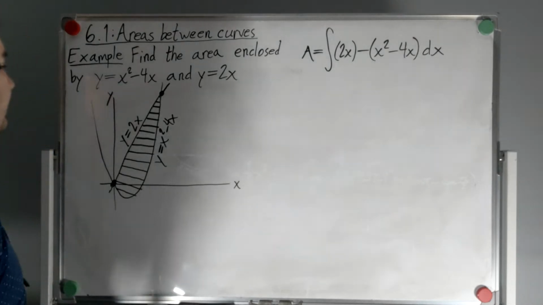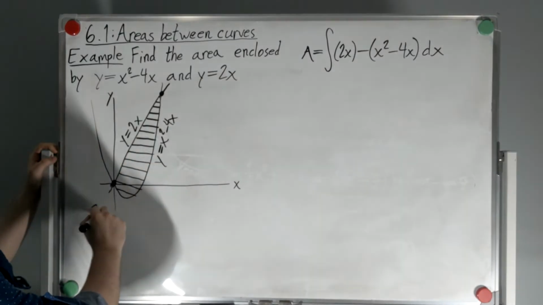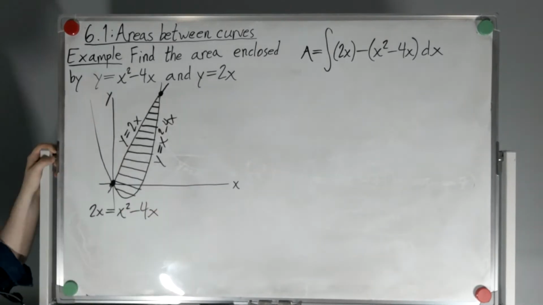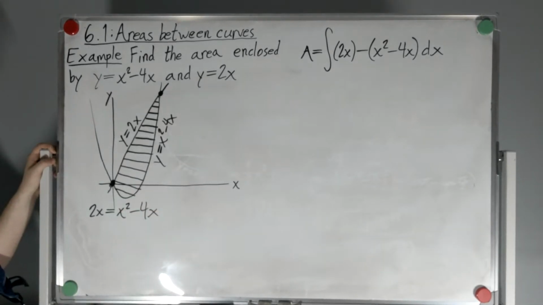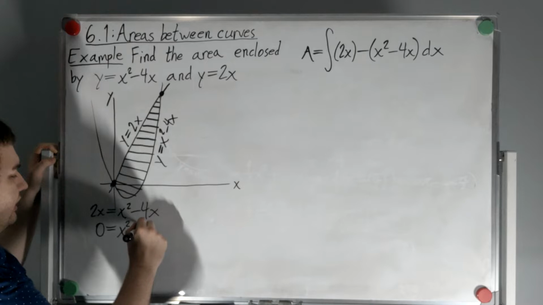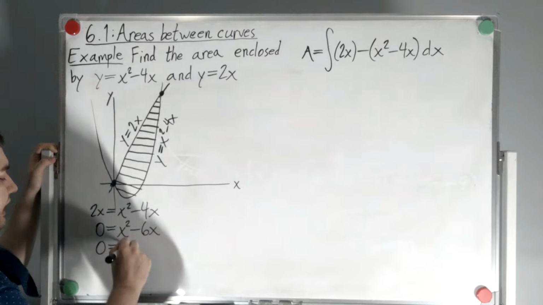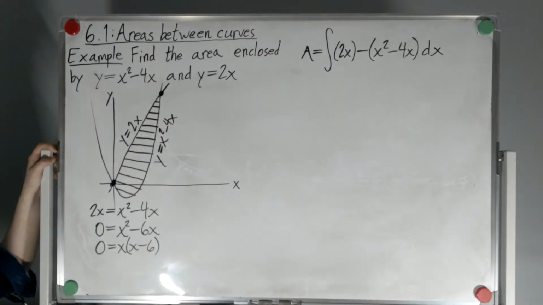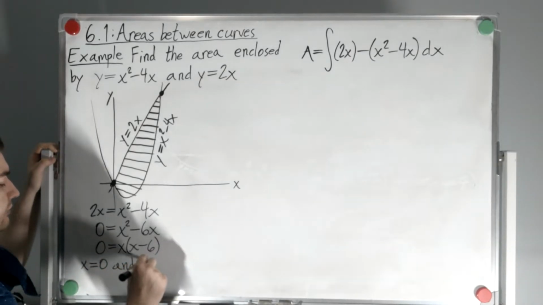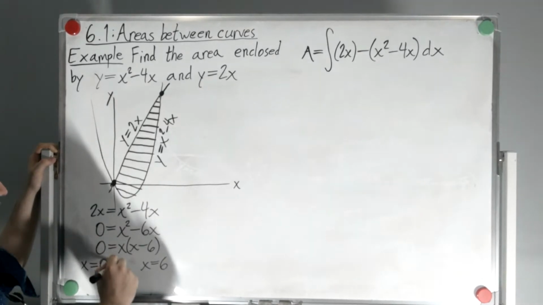The way you do that is just by setting the 2 equations equal to each other. So we're going to take 2x, and we're going to set that equal to x squared minus 4x. Well, that can be rewritten as 0 equals x squared minus 6x. In other words, 0 equals x times x minus 6. And that gives us 2 solutions, x equals 0 or x equals 6.